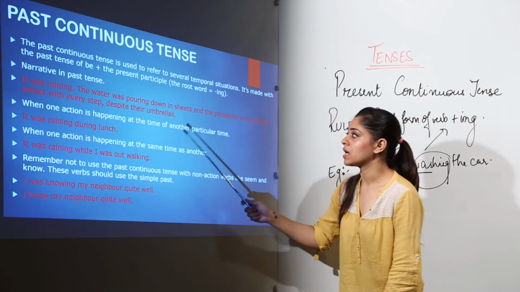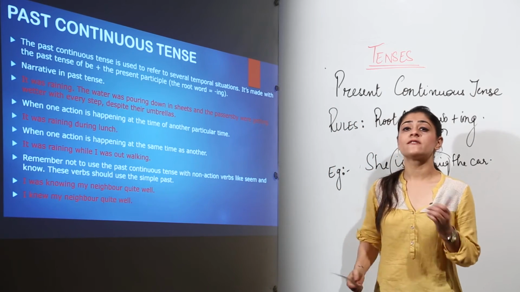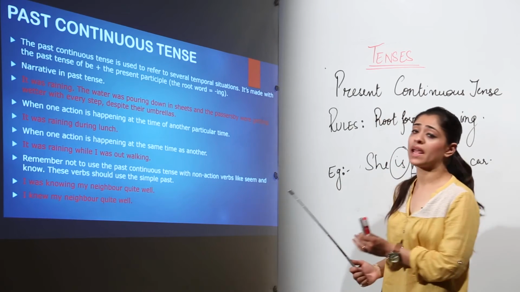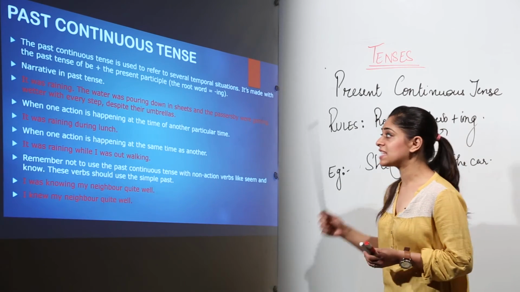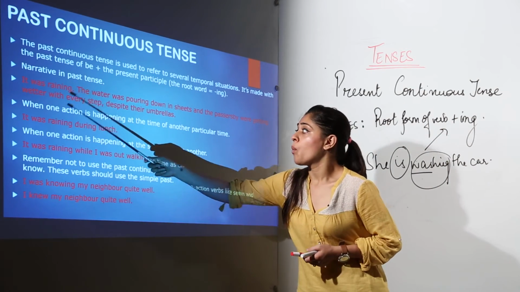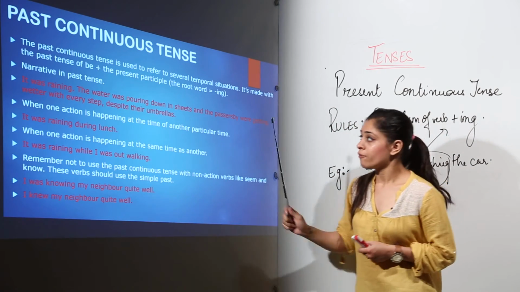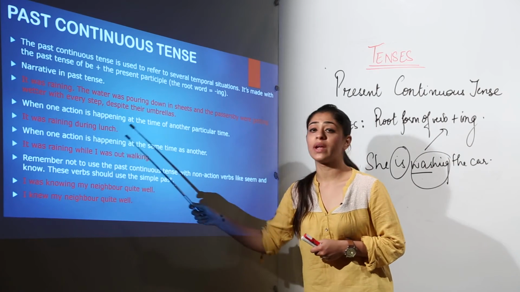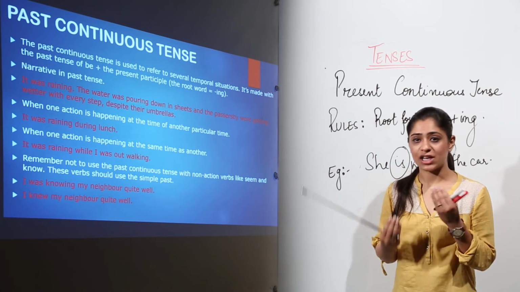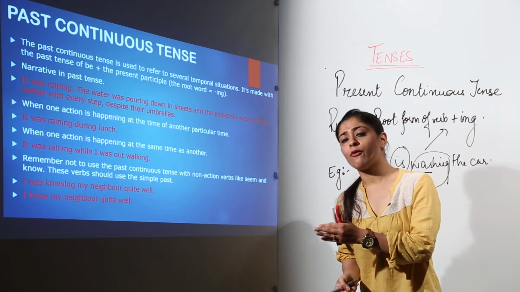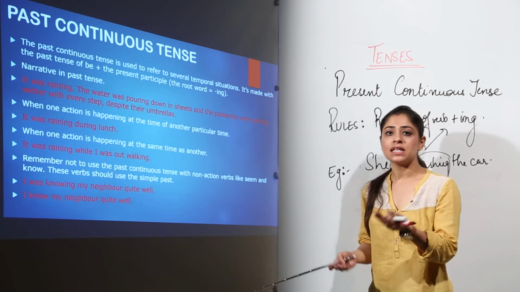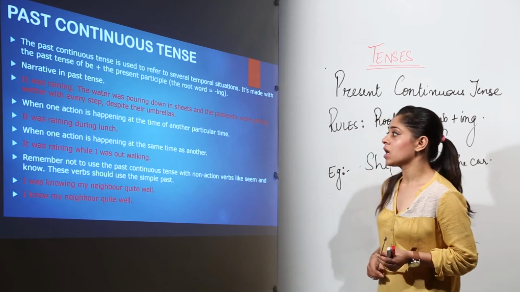despite their umbrellas. Now, we have situations where we can imply past continuous tense. Let's look at the situations. When one action is happening at the time of another particular time. For example, it was raining during lunch. Now, it is raining. One action is taking place during another set of time. That is, during lunch time, it was raining.